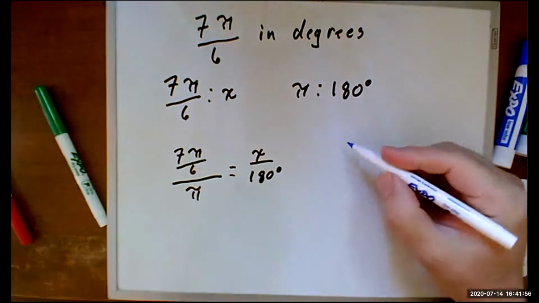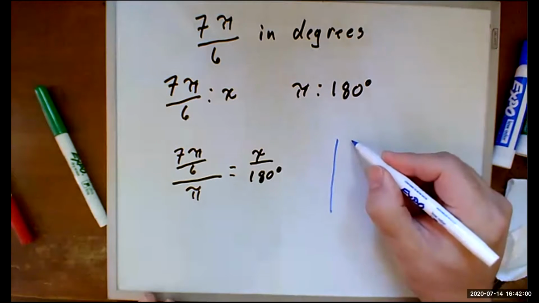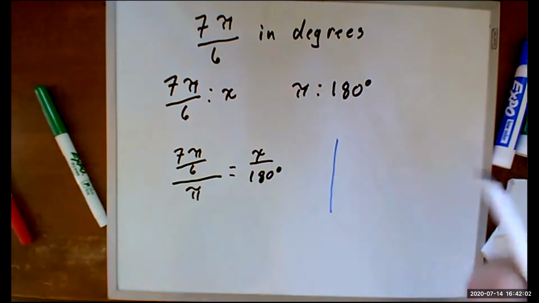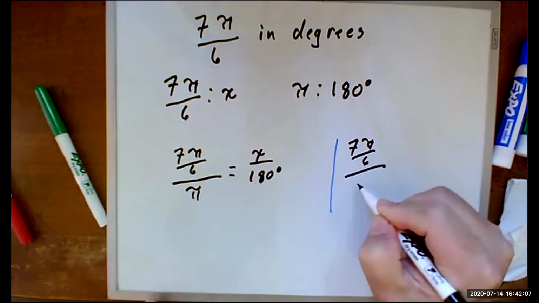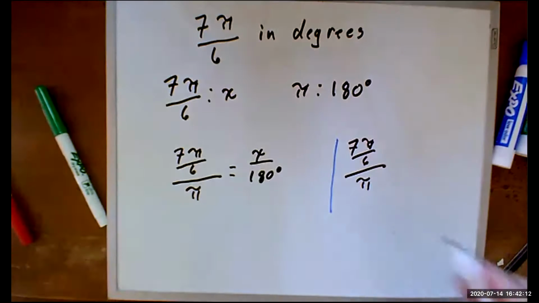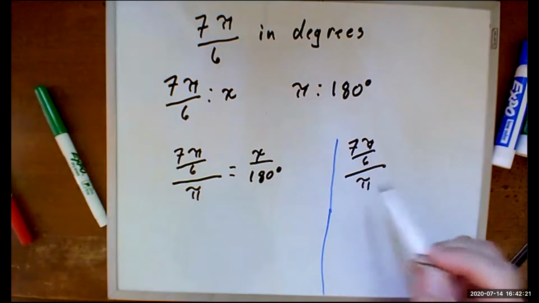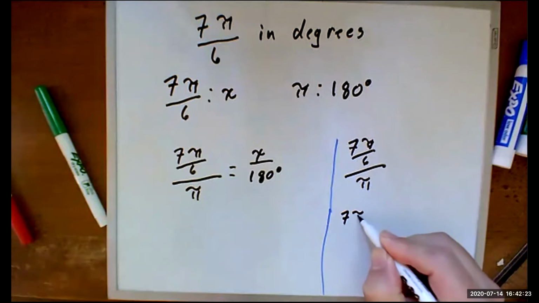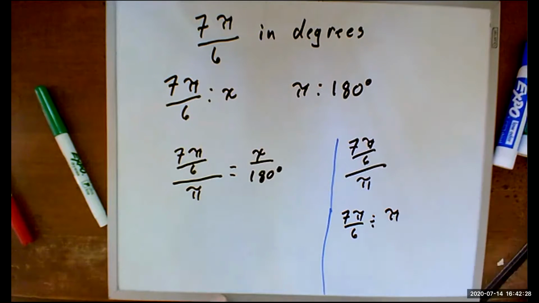I'm going to take a moment and just do a quick little sidebar over here. Okay, and I'm going to take 7 pi over 6 over pi, and I'm going to simplify this a little bit. We want to remember that what this is basically saying is 7 pi over 6 divided by pi. So I'm going to write that out like this for a moment.